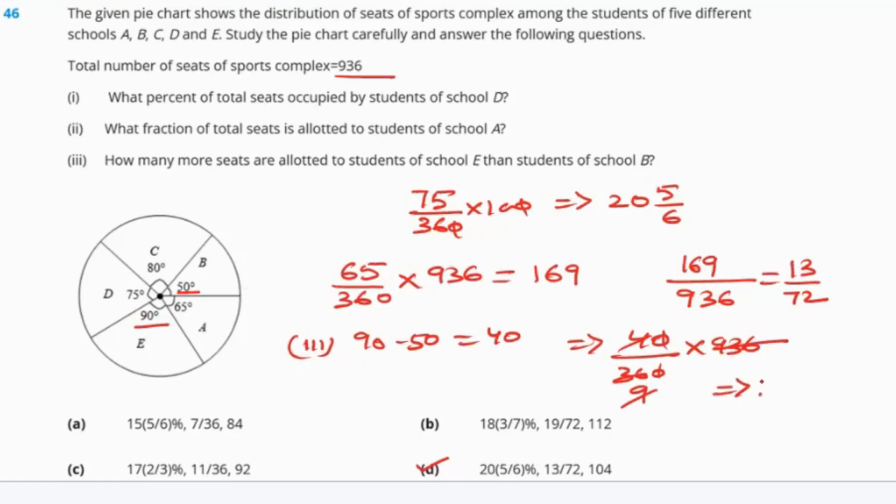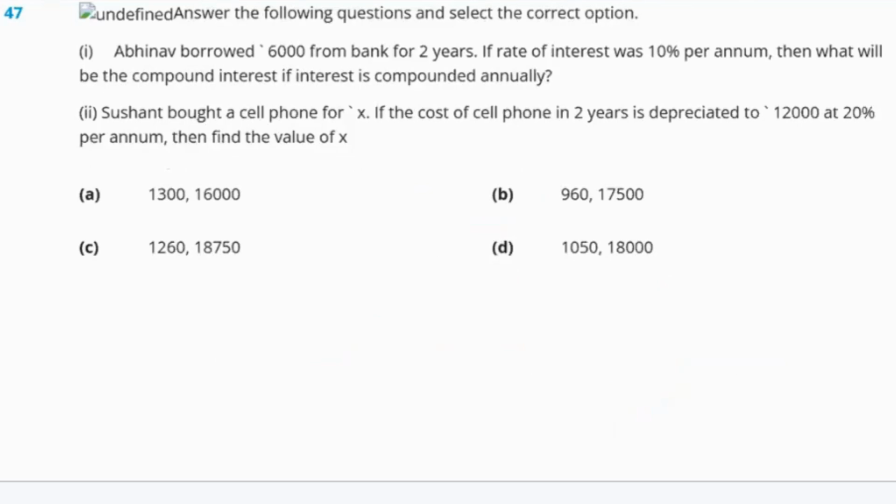Okay, so we are getting 904. So yes, in all ways we are getting option D as our correct answer. Now question number 47 says that Abhinav borrowed 6,000 from the bank for 2 years. If the rate of interest was 10% per annum, then what will be the compound interest?